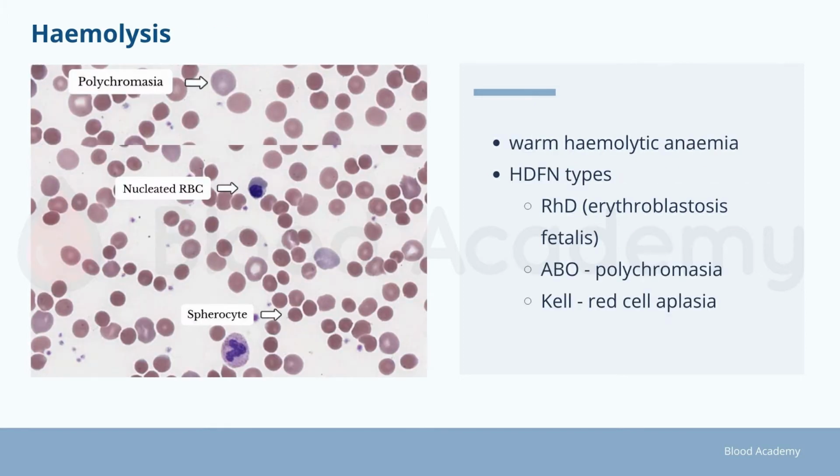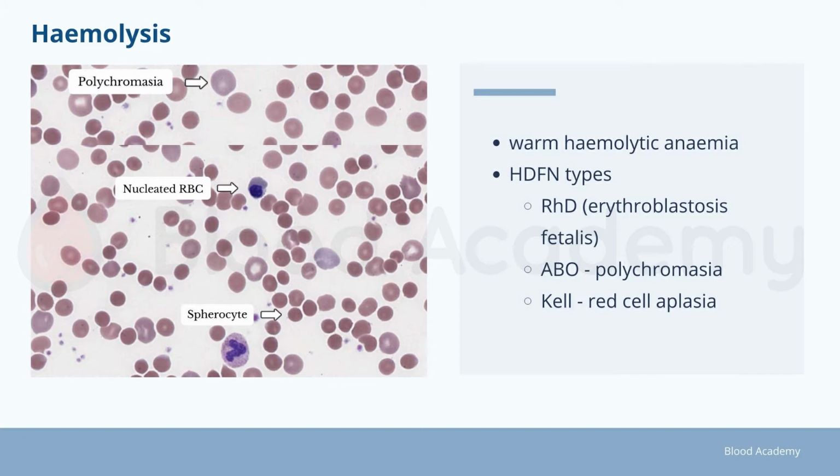In warm autoimmune hemolytic anemia, polychromasia and spherocytosis are the most prominent morphological features. The number of late nucleated precursors is variable. Hemolytic disease of the fetus and newborn, or HDFN, secondary to fetal-maternal RHD incompatibility, produces a marked polychromasia and increase in late nucleated erythroid cells. Erythroblastosis fetalis is the term used to describe this morphological phenomenon.